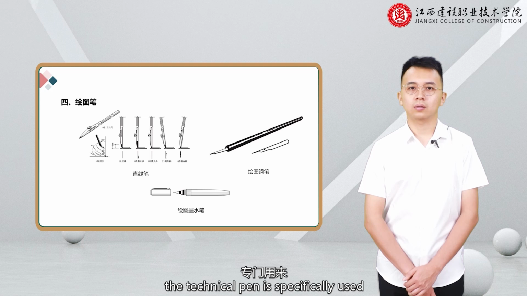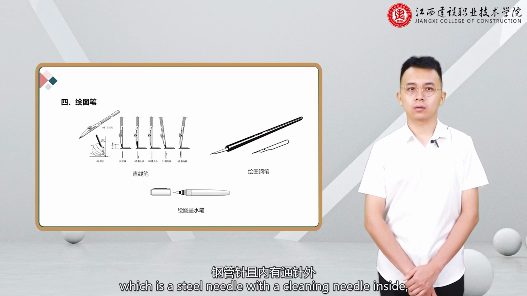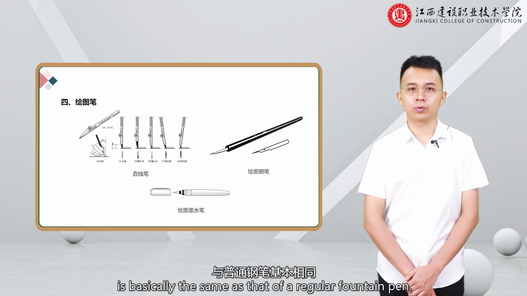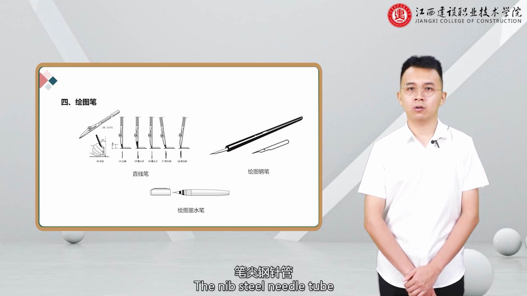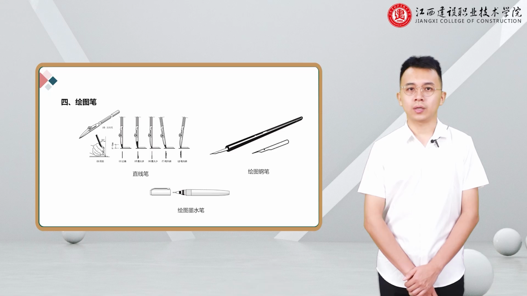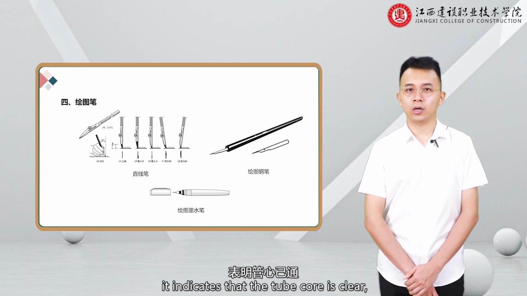The technical pen is specifically used for drawing ink lines, except for the nib, which is a steel needle with a cleaning needle inside. The rest of the construction is basically the same as that of a regular fountain pen. The nib steel needle tube comes in various specifications for selection when drawing lines. When using it, if there is a problem with the ink flow, the pen can be moved up and down, and when a knocking sound is heard inside the tube, it indicates that the tube core is clear, and it can be used again.